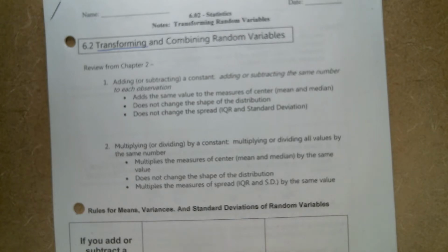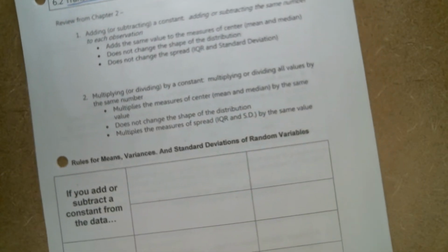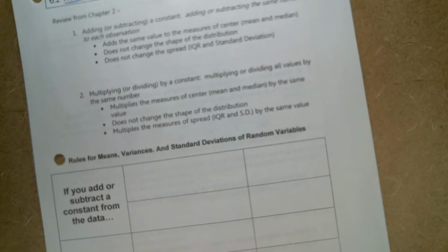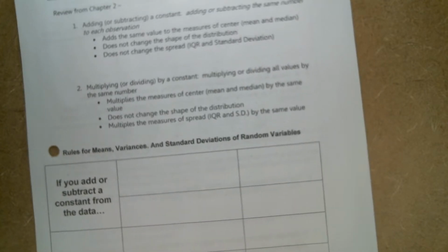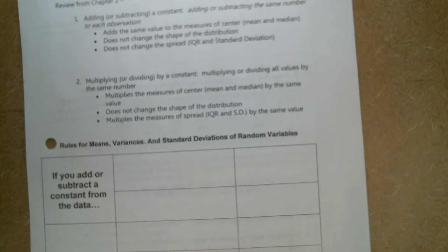So this basically says, review from chapter 2, when you add or subtract a constant, you have to add or subtract that same constant to your measures of center, so mean and median, but it doesn't change the shape and it doesn't change the spread, so things like standard deviation and IQR. When you multiply or divide by a constant, all right, you multiply the mean and the median by the same amount. It still doesn't change the shape, but it does change the standard deviation and the IQR.